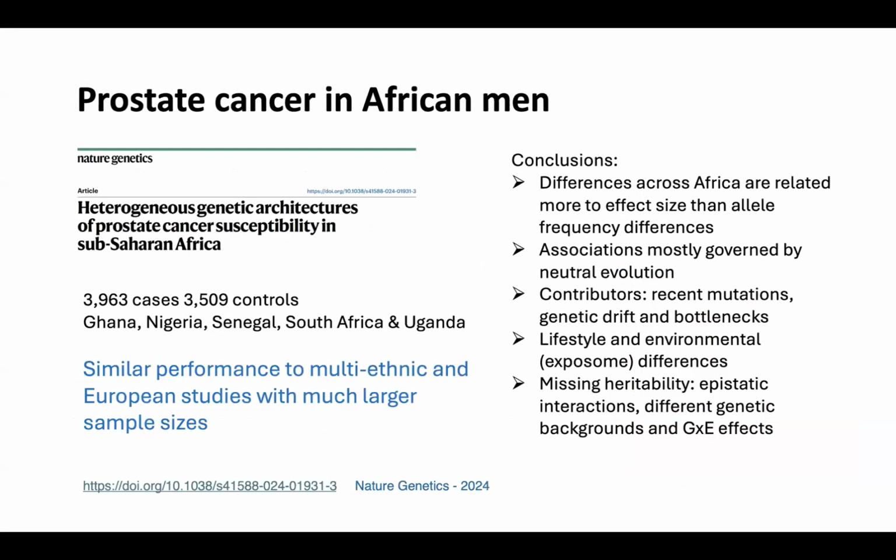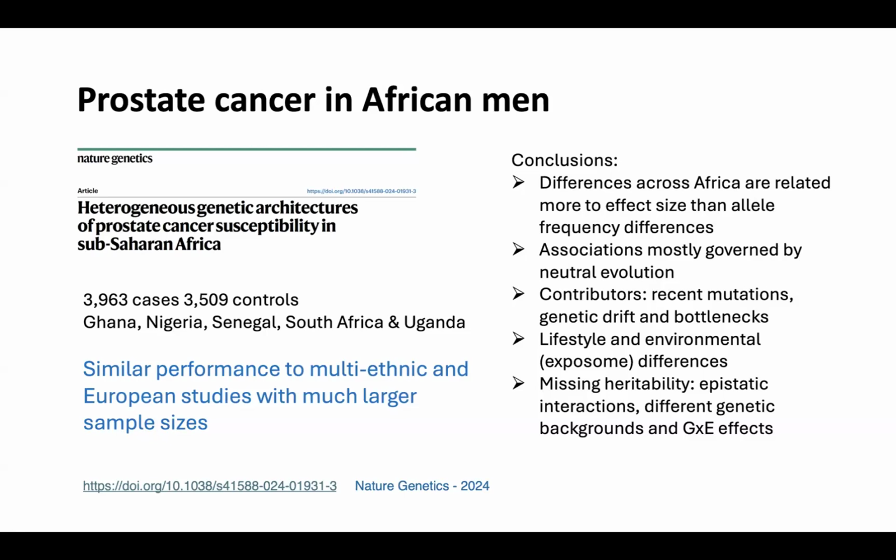I did tell you about this paper on prostate cancer in African men. And what you can see here is that the number of cases and controls are relatively modest, about 4,000 of each. And this was a study done in 5 different African countries. And what we know is that we have a similar performance to multi-ethnic and European studies with much larger sample sizes. So when we work in Africa, even with smaller sample sizes, we can discover extraordinary things.